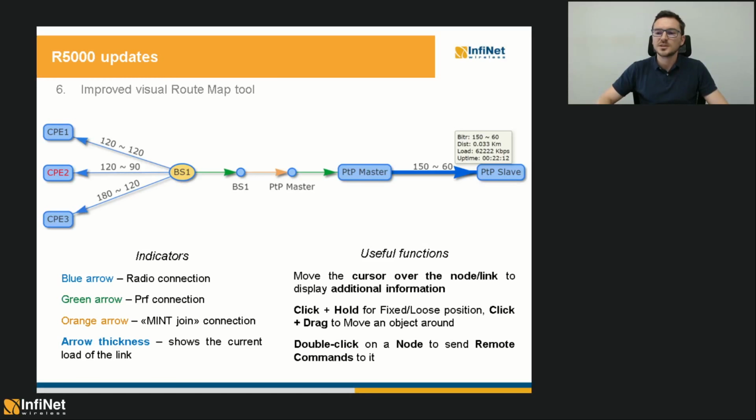The next question: is it possible to have a route map tool to show separate PTP links which have not been joined into one Mint network? No, this is not possible. The route map only shows the devices that have been joined using PRF interfaces, or the point-to-multipoint networks, let's call them, which are obviously connected directly. The CPs are connected directly to the base station.